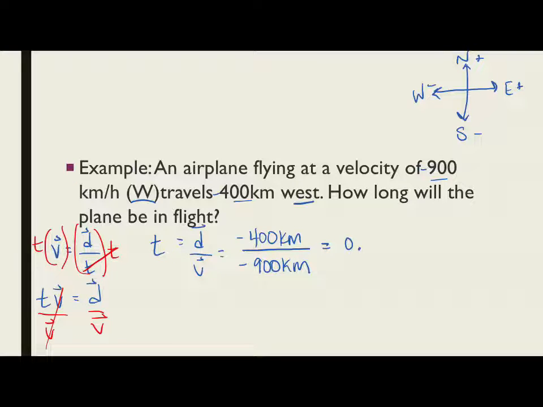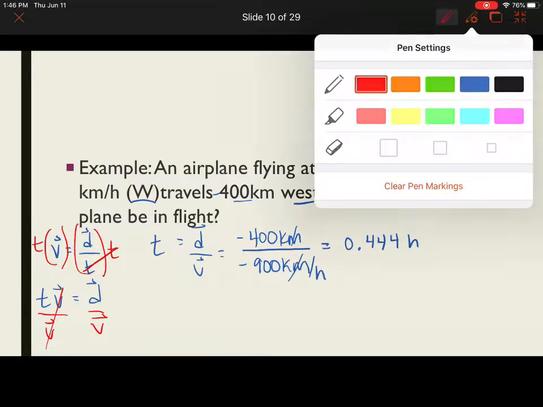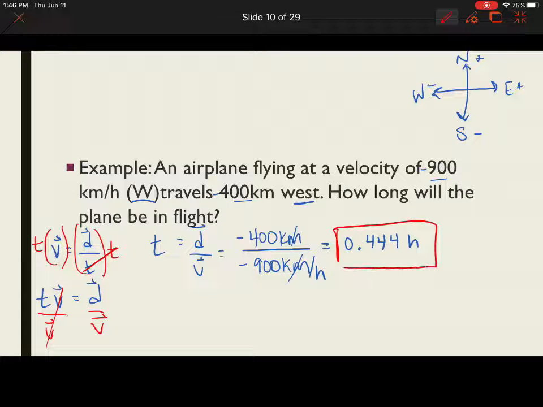So to make that 3 significant digits, I need 0.444. No need to round up. Well, that was kilometers per hour. Those cancel out, we are left with hours. So 0.444 hours. And it doesn't say what we needed it in, so I'm going to leave it at that. If we needed minutes, we'd multiply that by 60. If we needed seconds, we'd multiply by 60 again.